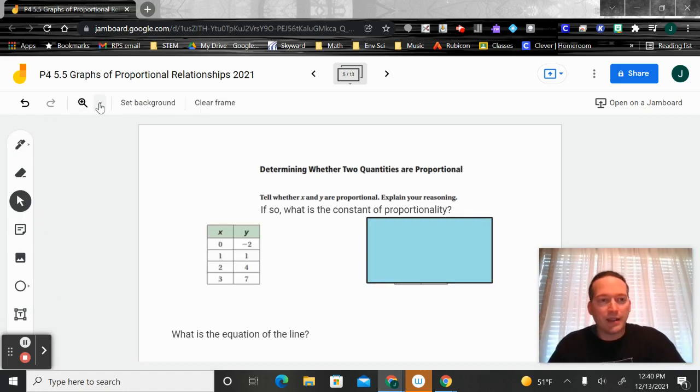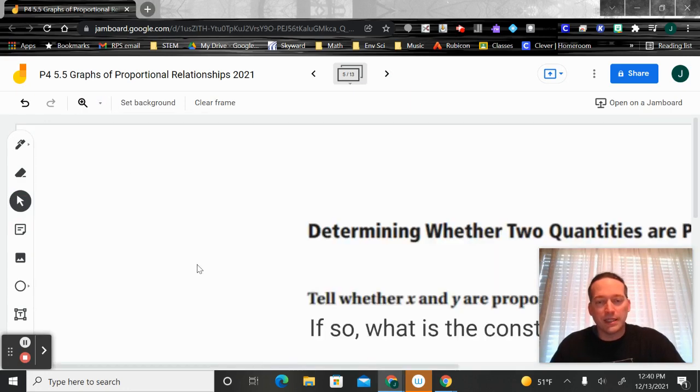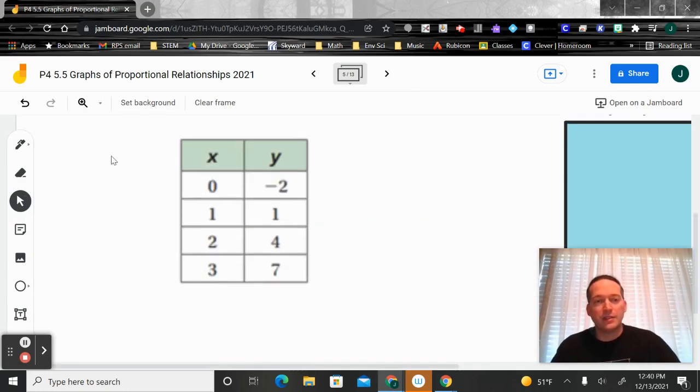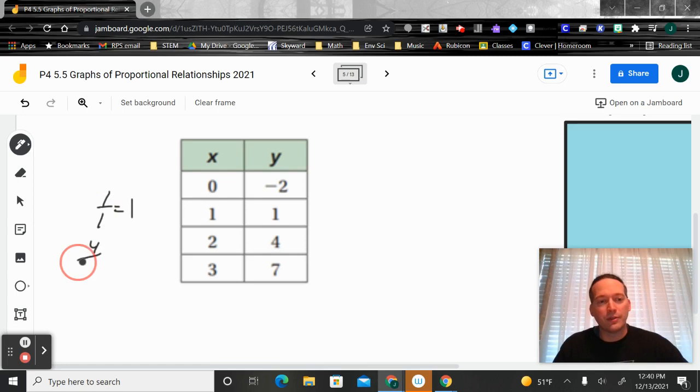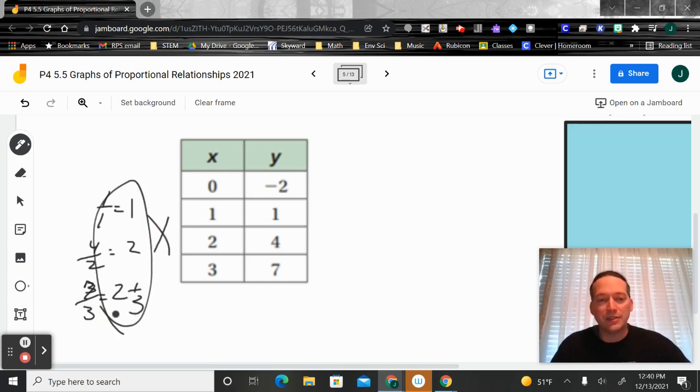All right, let's look at this one. So y divided by x. Well, at this point, you already know it's not proportional because it has to go through x0, y0. It's not, so we can't. But just to prove it another way, 1 divided by 1 is 1. 4 divided by 2 is 2. 7 divided by 3 is 2 1/3. You can see each time it does not come out to be the same. So this one is not proportional.